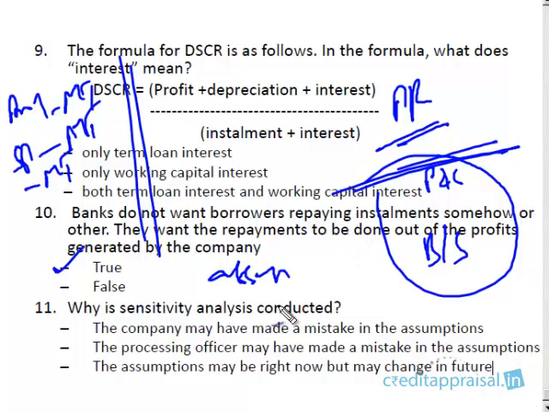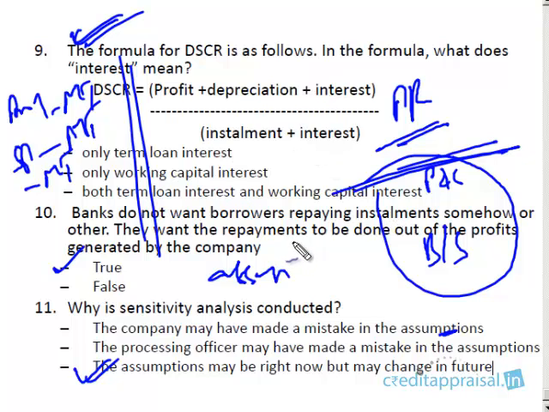So why is sensitivity analysis conducted? Is it because the company has taken wrong assumptions? Has the company made a mistake in making these assumptions, or has the processing officer made a mistake, or are the assumptions right, but might change in the future? The third option is correct, right? We do sensitivity analysis not because the assumptions are wrong. On the date of preparation of the project report, at the stage of appraisal, when the credit officer is doing the appraisal, these projections are correct. So that's why we have taken them in the preparation of the financials. There was no mistake as on the date of appraisal.